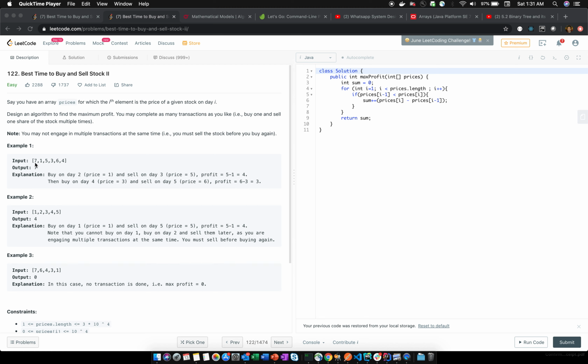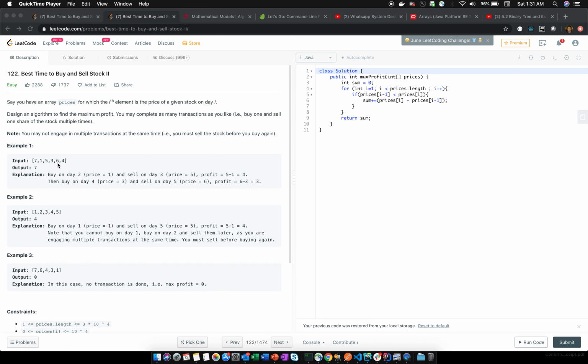So here is the pattern. From 7 to 1 there is a reduction of the price, so let's buy it. And then there is a bump in the price, so let's sell it. And again, from 5 to 3 there is a drop in the price, so there's a good chance that it might bounce back, so again let's buy it. And next day, yes, it bounced back to 6, so again let's sell it to get some profit.